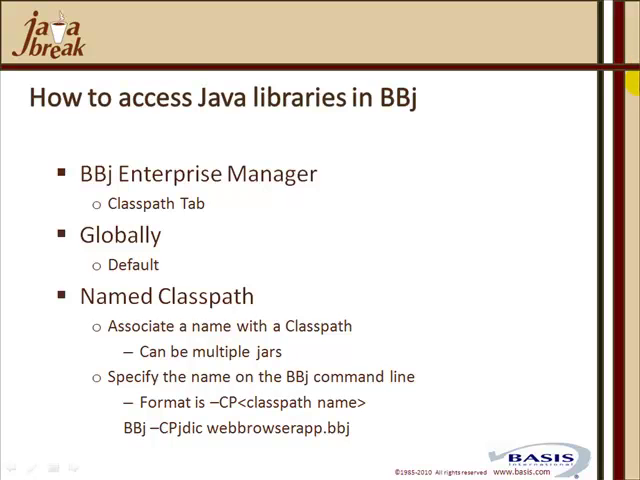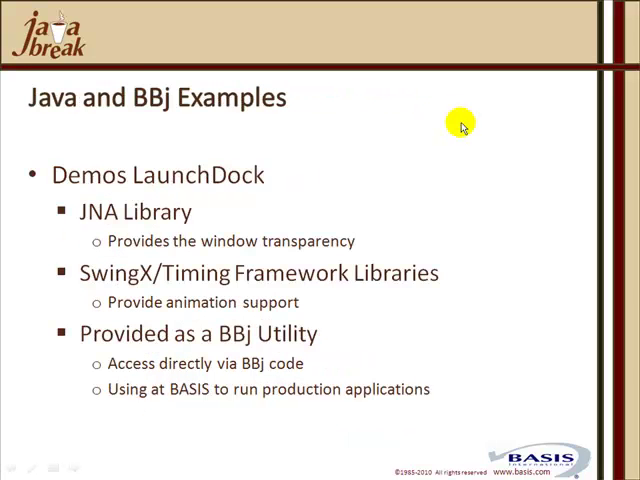Now that we've shown you how to access Java libraries in BBj, let's move on to some BBj applications that utilize Java libraries. One such BBj application is the Demos Launch Dock. This application was first introduced at TechCon 2007 to showcase some of our new functionality. It utilizes the Java JNA library, which provides the window transparency. It also utilizes SwingX and Timing Framework Java libraries, which provide the animation support. This launch dock is now provided as a BBj utility, so it can be accessed directly via BBj code and can be used to launch your application. We actually use this as the basis to run our production applications.